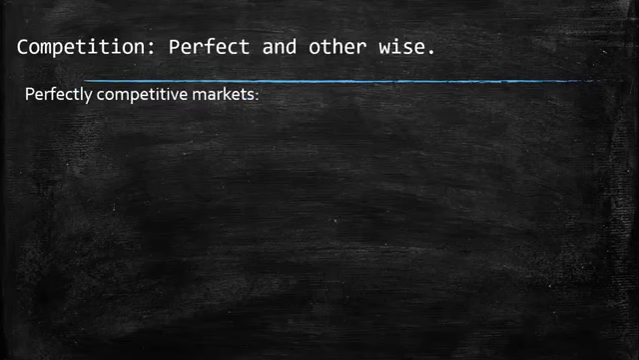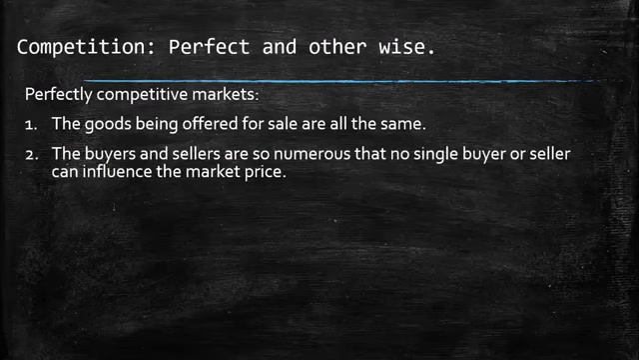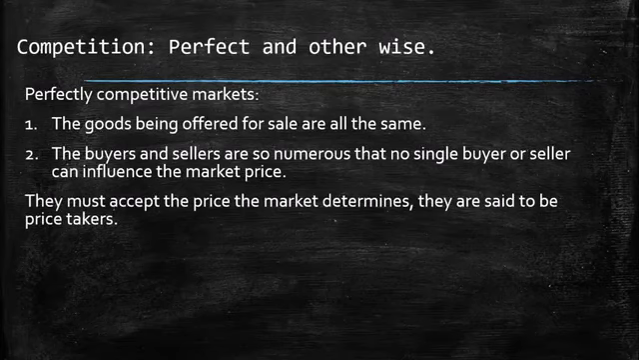What are the characteristics of a perfectly competitive market, which we are going to analyze first because it is easier to analyze? There are two main characteristics. The goods being offered for sale are all the same. There are homogeneous goods inside the market. The second is that the buyers and sellers are so numerous that no single buyer or seller can influence the market price. So they must accept the price the market determines, and they are said to be price takers.